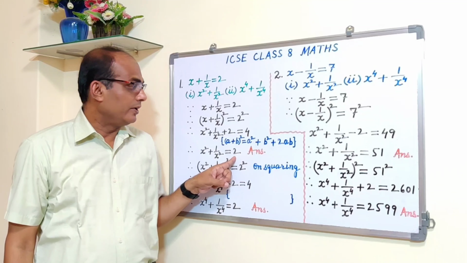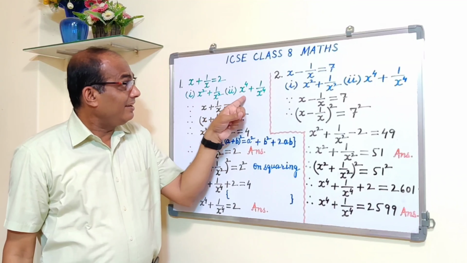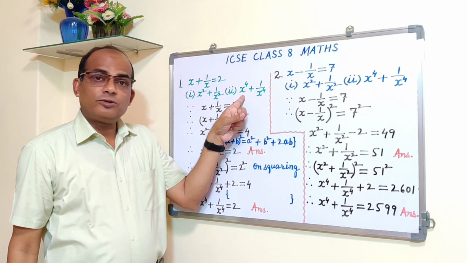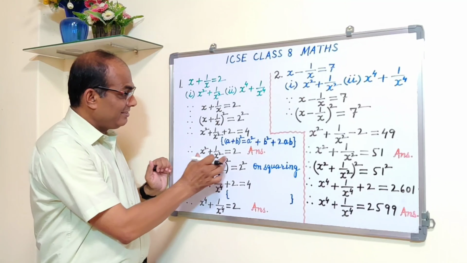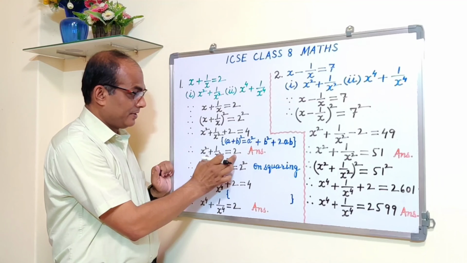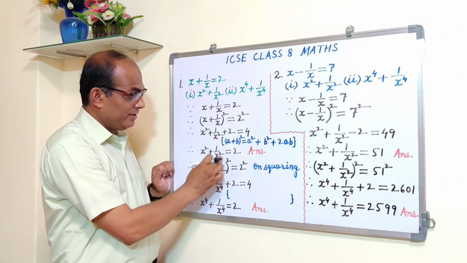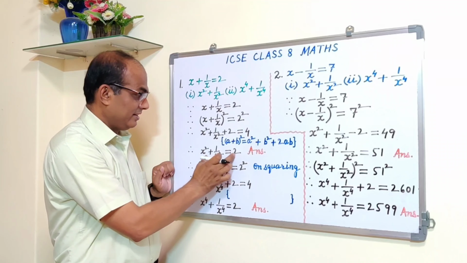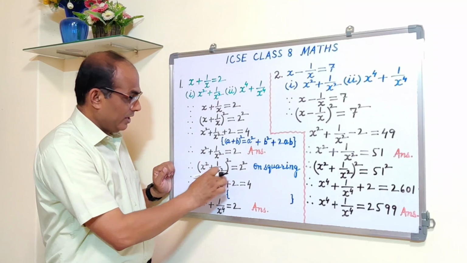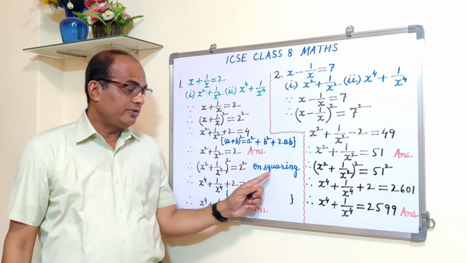Fine. Now for the second, x raised to the power 4 plus 1 upon x raised to the power 4, we are squaring this result only. What we got? x square plus 1 upon x square is equal to 2. So we are squaring both the sides of this equation. I have written here, on squaring.